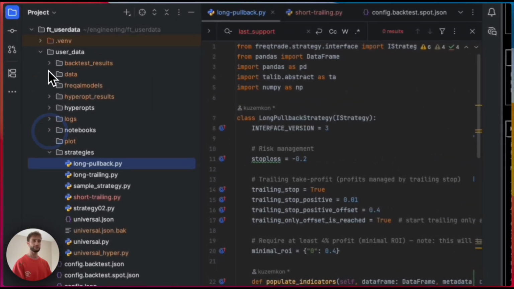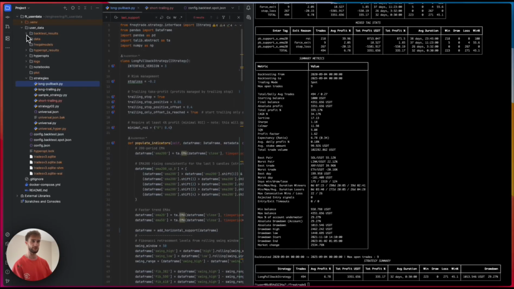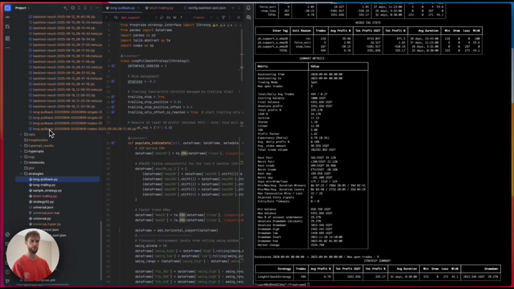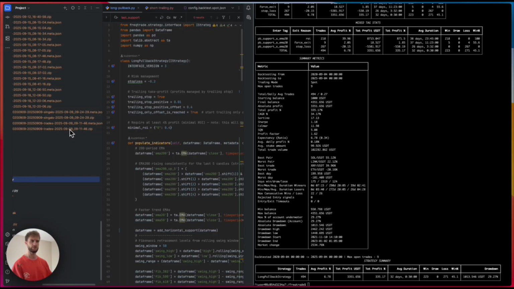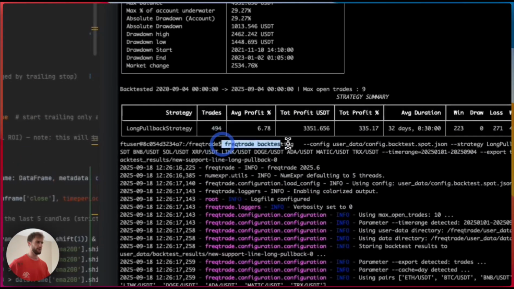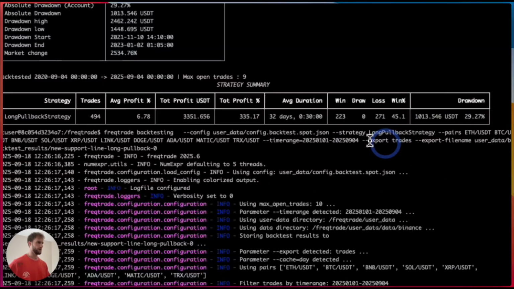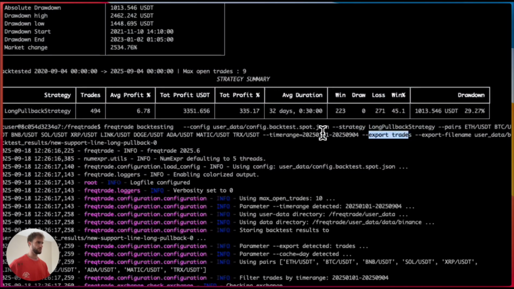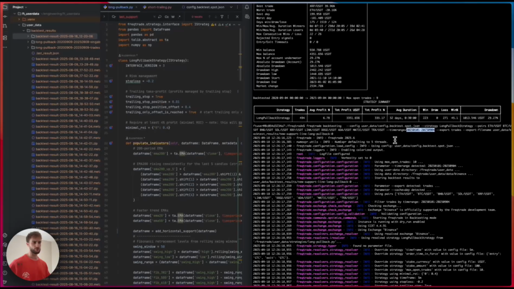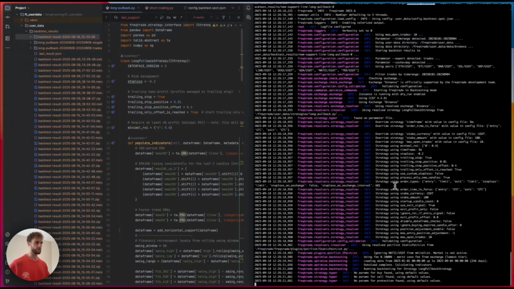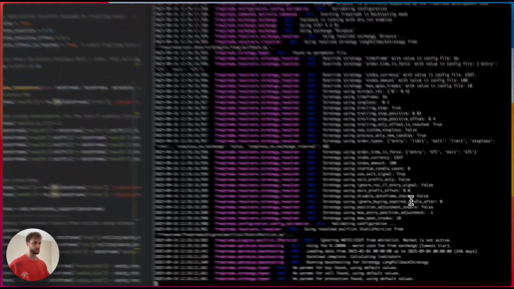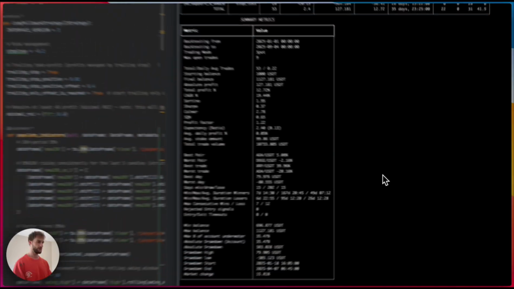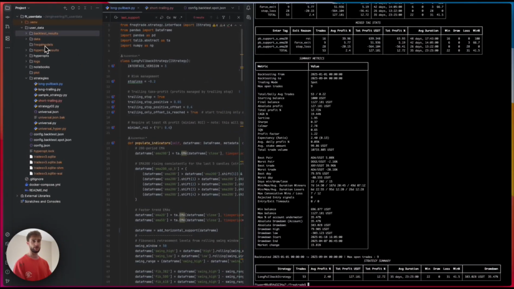So I'll go ahead and see the data. We have, I think, only trades. I use this command basically to export trades into the file name for the smaller time range, because exporting a large time range will take lots of time. So it's still exporting. Let's see. So it has been exported. We got the same result as the last time.